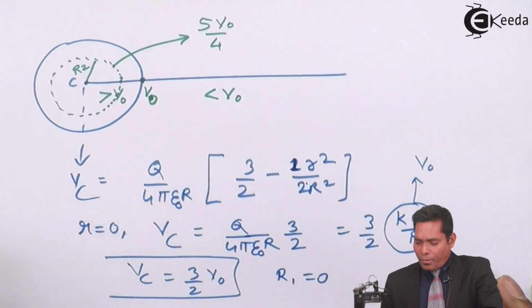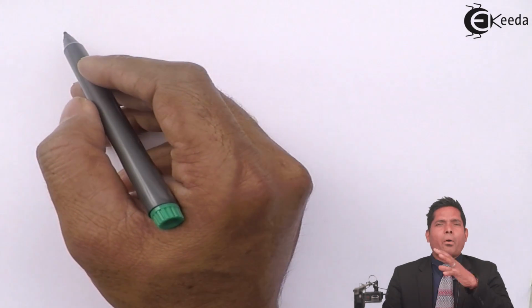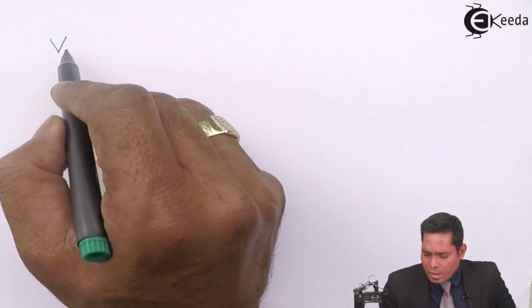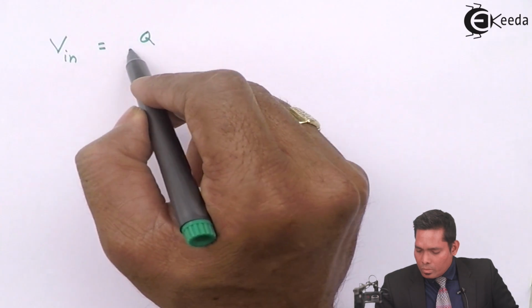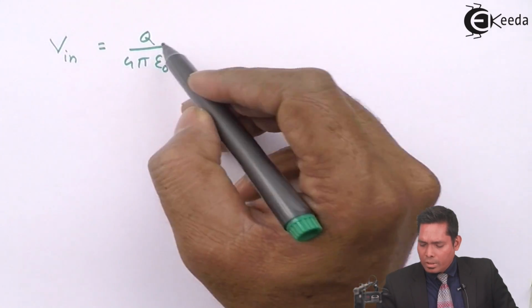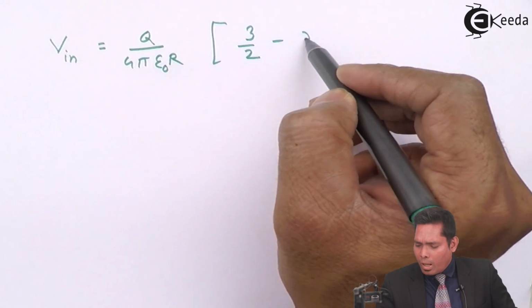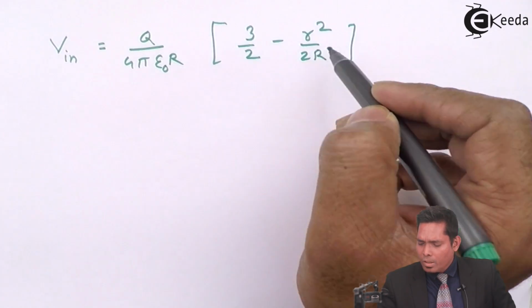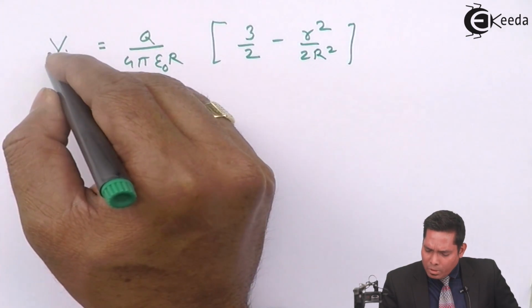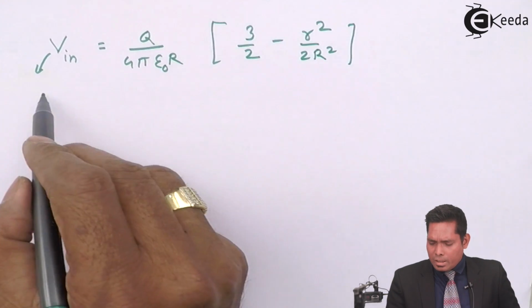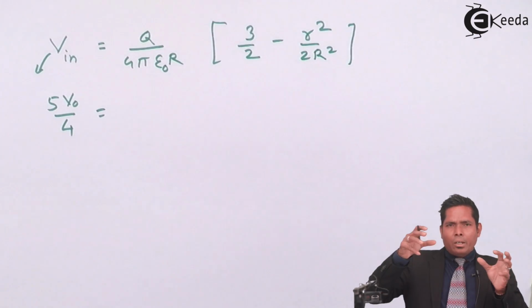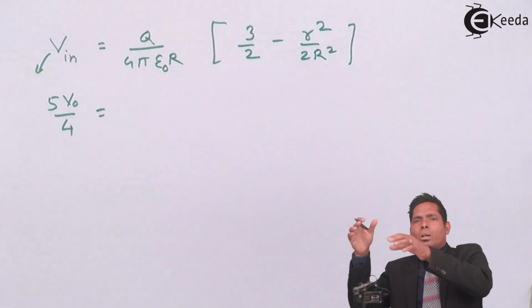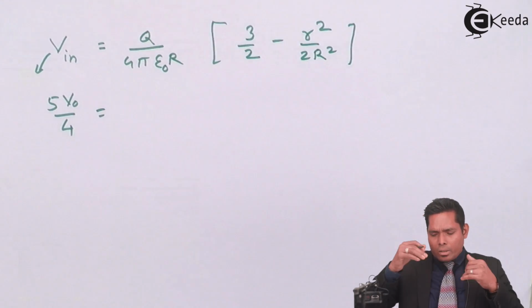Then what is that r2? I have to find it. To find r2, I'll use again the same equation, because for interior points I have the formula V inside equals kq by r times 3 by 2 minus r square divided by 2R square. If I use this formula, then this inside potential is known to me, that is 5v naught by 4. Then I can put the value of that potential and get the corresponding value of r, that is my r2.